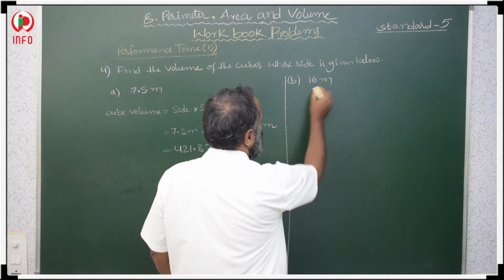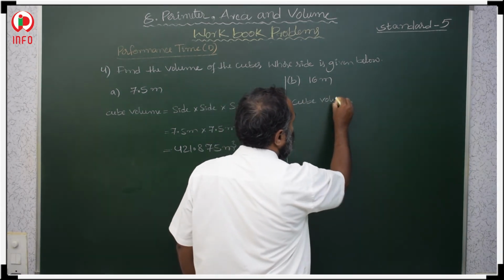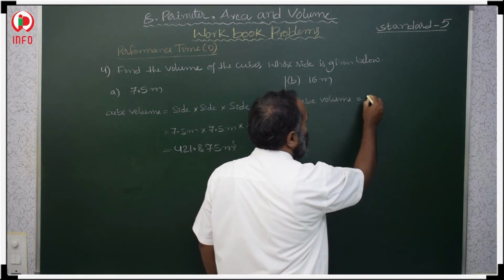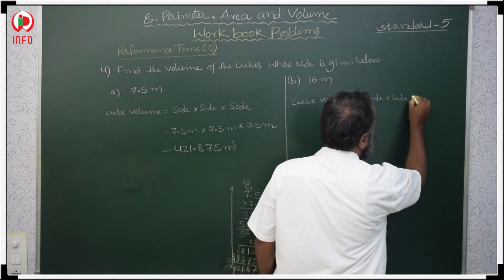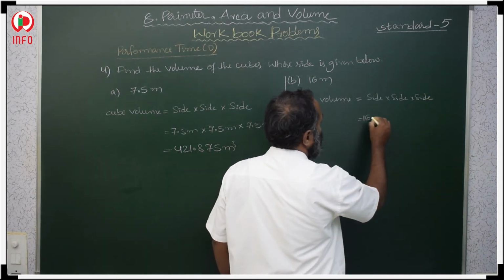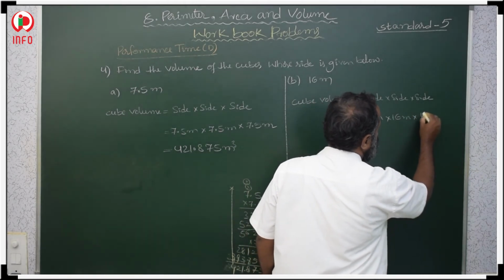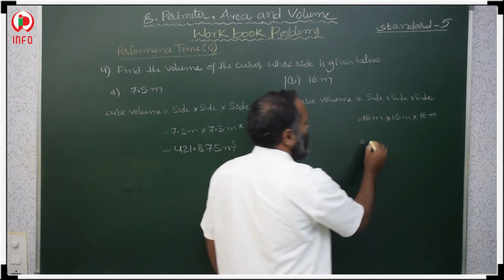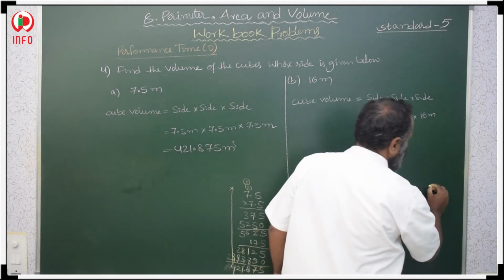Now here 16 meter side is given. Cube volume is equal to side into side into side. Side is 16 meters into 16 meters into 16 meters. 16 16s, 324. 324 with 16.